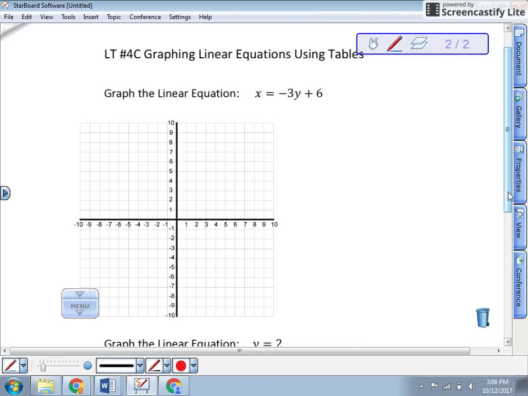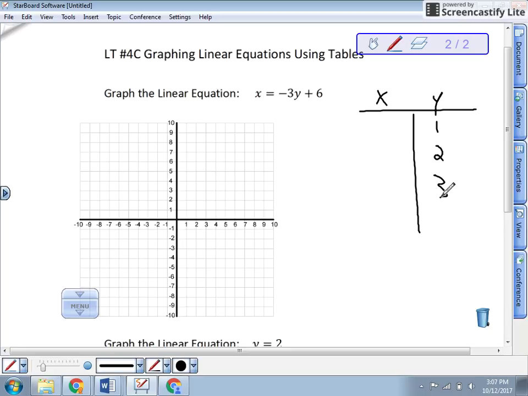So here we go. x equals 3y plus 6. So here's our table. x on this side, y on this side. Now it's solved for x, so let's pick our y values. Let's just go 1, 2, 3. Now we just got to solve for those points.